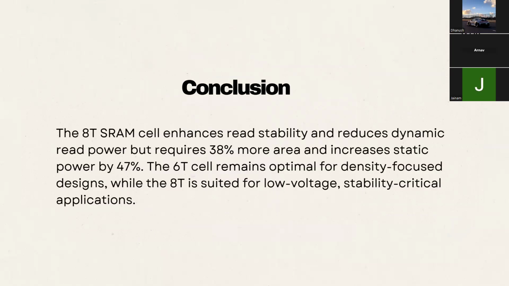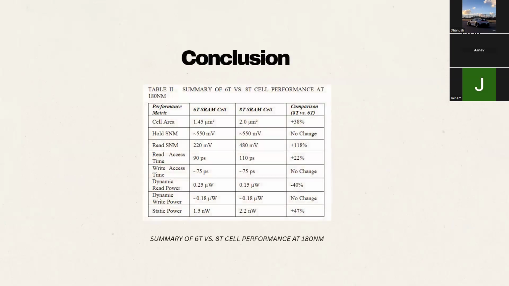So, in conclusion, the 8T SRAM is more stable and has better read reliability, making it suitable for low voltage and stability-critical applications. The 6T SRAM cell, on the other hand, remains more area efficient and faster, which makes it ideal for density-focused designs, like cache memory. Hence, the choice between 6T and 8T depends on the target application, where stability or density is the main priority. This is a summary of 6T versus 8T cell performance at 180 nanometer.